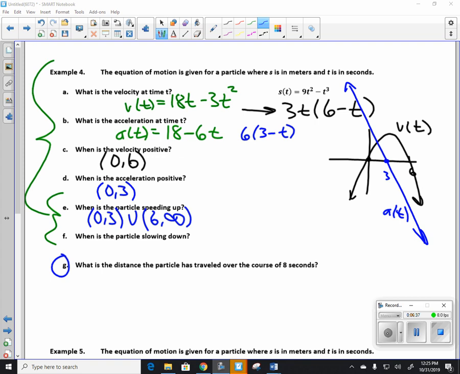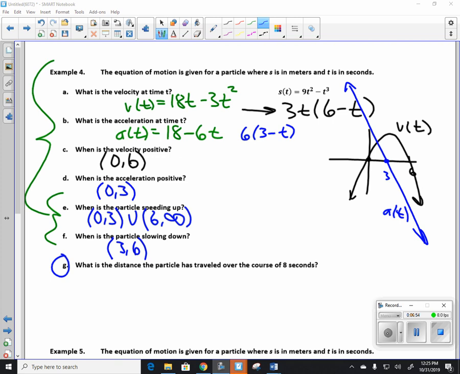When is the particle slowing down? When they are opposite signs. So here I'm negative, here I'm positive. So from 3 to 6. That's the piece we want to focus on adding today. Looking at the graph and determining when they're positive and when they're negative, when they're overlapping.